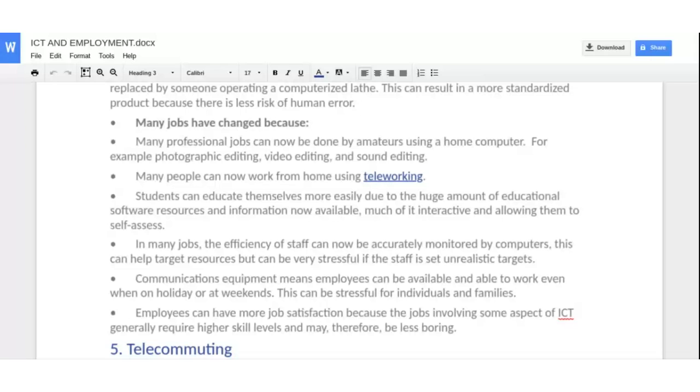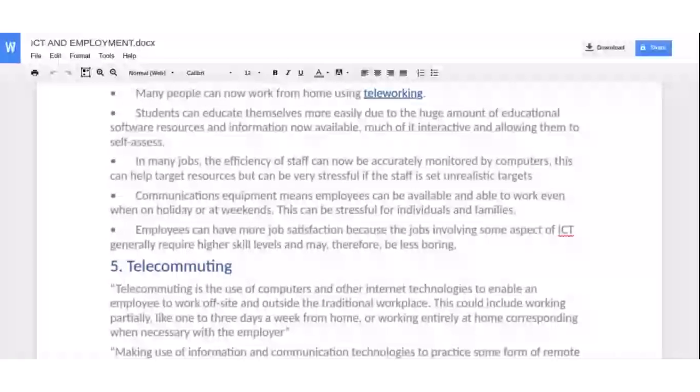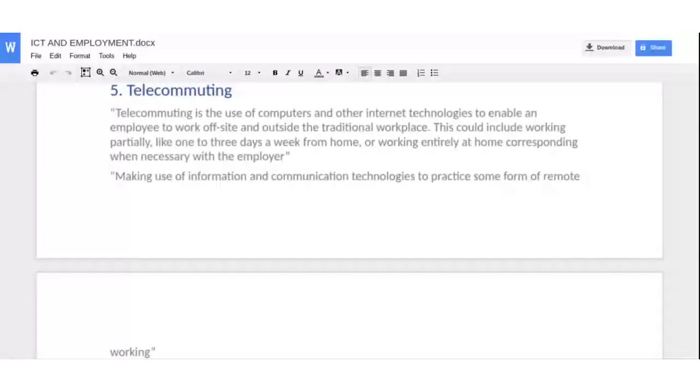And so we now look at this concept of telecommuting, which is similar to teleworking. So teleworking, telecommuting, but the main word actually is telecommuting. So what is this concept about telecommuting, and how does ICT come in? Of course, we can see the statement there. Telecommuting is the use of computers and other internet technologies to enable an employee to work off-site and outside the traditional workplace. This could include working partially, like 1 to 3 days a week from home, or working entirely at home, corresponding when necessary with the employer.